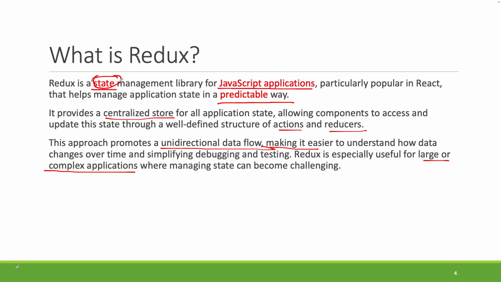So we talked about the 3. First, Redux is a state management library. Okay, what is state? It's data representing the current condition of the application. For any JavaScript application, it can be used with Redux. It can be used with React, Angular, Node, any JavaScript ecosystem. It's predictable. Okay.